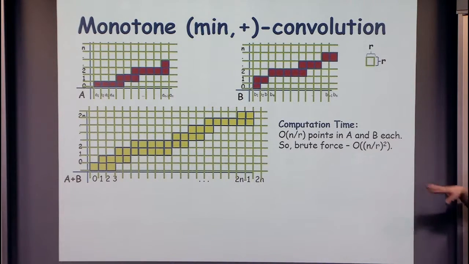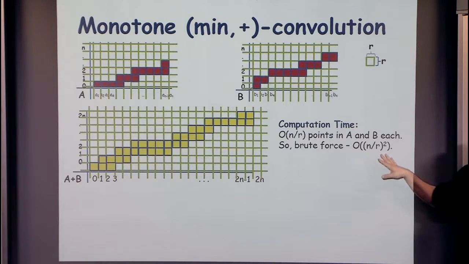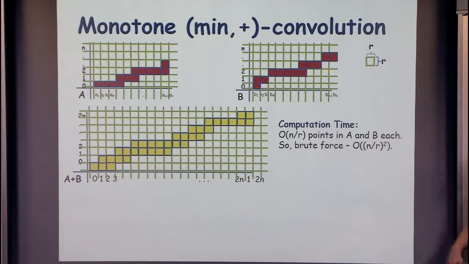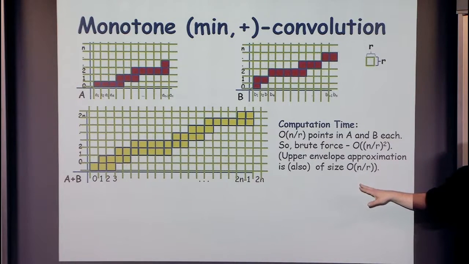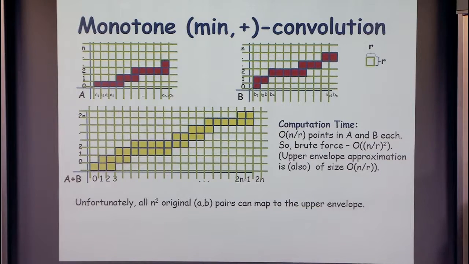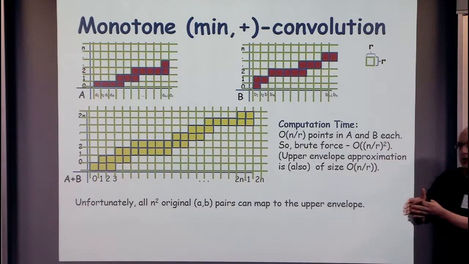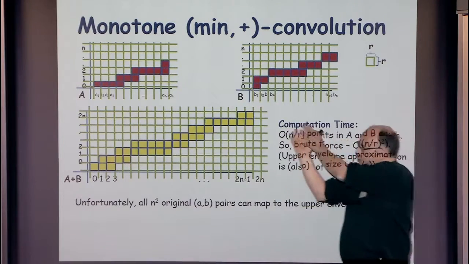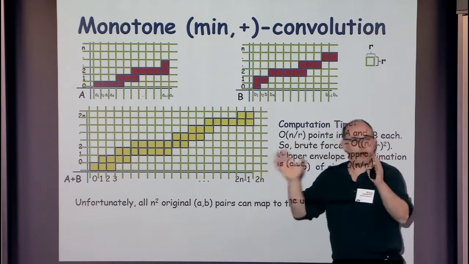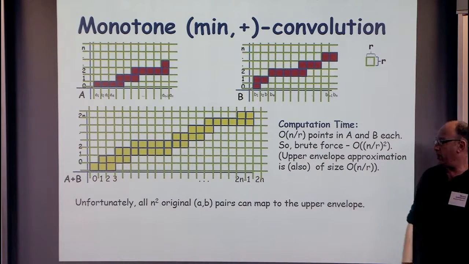So as I said, the computation to compute this rough approximation, we can do it in brute force in n divided by r squared time, and get this upper envelope, which is also an approximation. It's also of order of n divided by r points. But the problem is we might be unlucky. It might be the case that all our n squared points ended up on the upper envelope, or in the approximation of the upper envelope. So in other words, maybe they all collapsed into this narrow thing and they're all on the upper envelope.